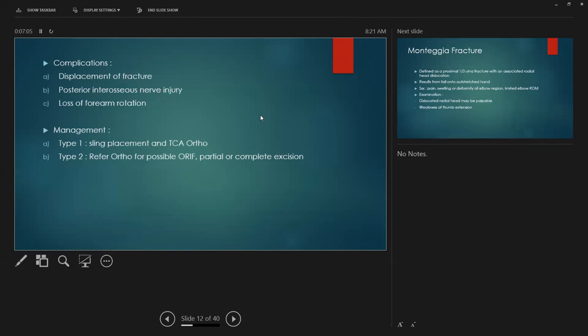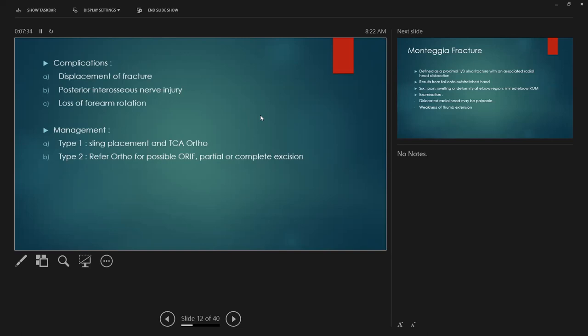So for radial head fracture, if we miss it, what will happen? We will have displacement of the fracture, and posterior interosseous nerve injury. Because the posterior interosseous nerve is actually one of the deep branches of your radial nerve. So it is actually adjacent to your radial head. So any fracture around your radial head easily affects your posterior interosseous nerve. So when there's a radial head injury, you have to check for any posterior interosseous nerve injury. And next is a loss of forearm rotation.